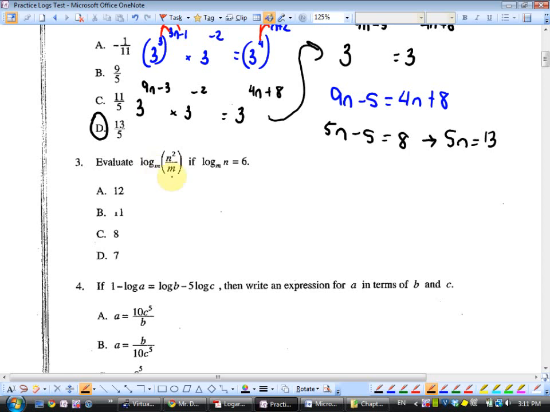Now, if it's one log, I'll break it up. If it's more than one log, I'll try combining it. Here's one log. I'm going to break it up. Dividing is the same as subtracting, so this is the log base m of n squared minus the log base m of m.